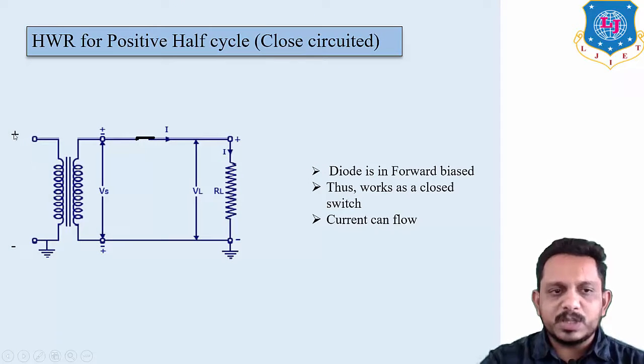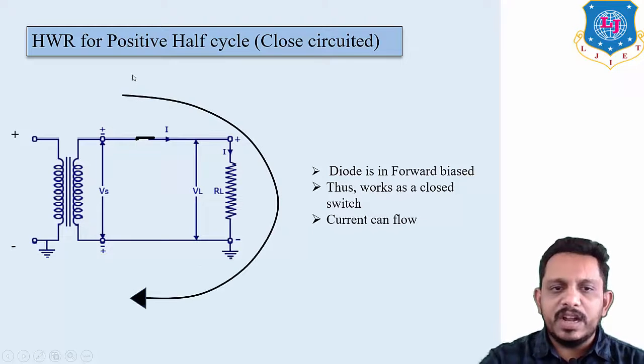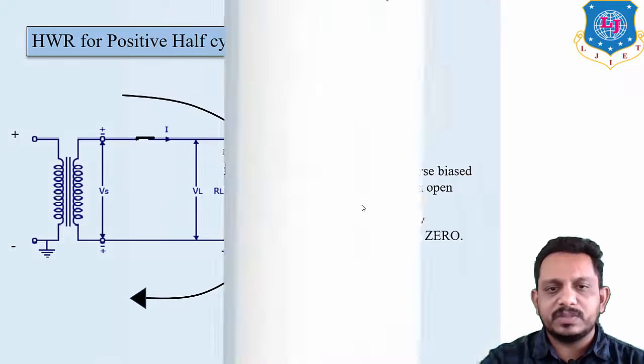So now let's see the working of this half wave rectifier. Whenever the supply's positive is given to the diode's positive and supply's negative is given to the diode's negative, at this condition, diode will behave as forward biased in the positive half cycle, and diode will work as a closed switch. So the current will flow through this circuit. If current flows through this circuit, then we get the half current in this condition. So current will flow in this particular direction.